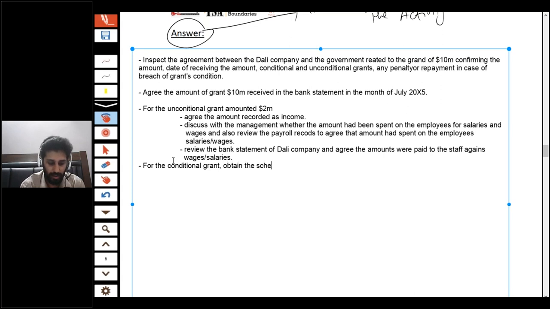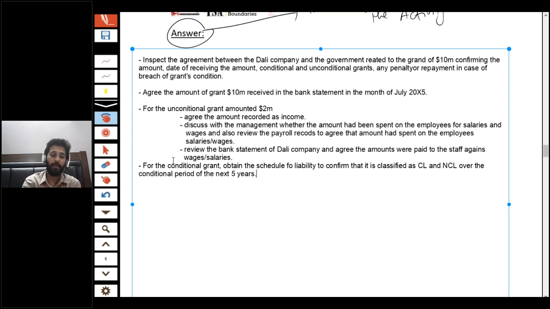Obtain the schedule of liability to confirm that it is classified. Now, see, use the word classification. Confirm that it is classified as current liability and non-current liability over the conditional period of the next 5 years, right? Over the next 5 years.